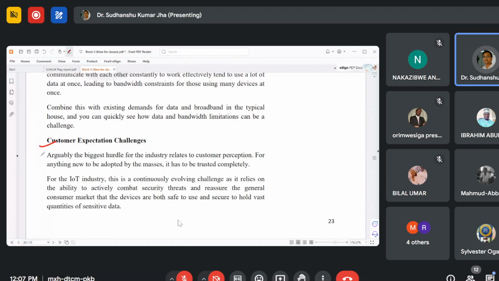Similarly, another challenge is the customer expectation challenge. You have imposed some kind of functionality in the IoT devices, and the customer may have larger expectations from that. So there is always an expectation challenge. You need to redesign, but this is a continuous development process.